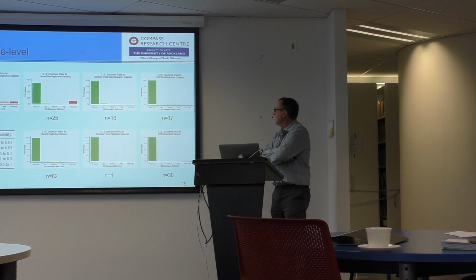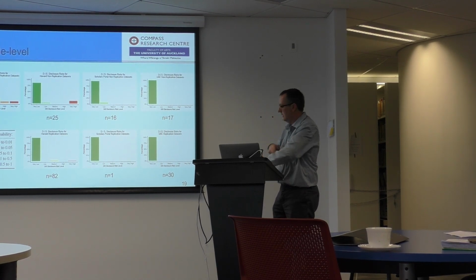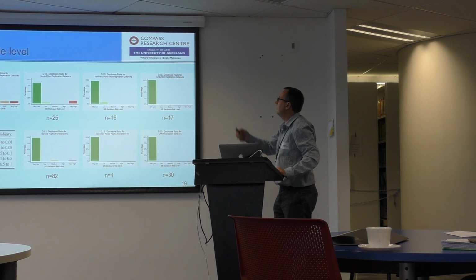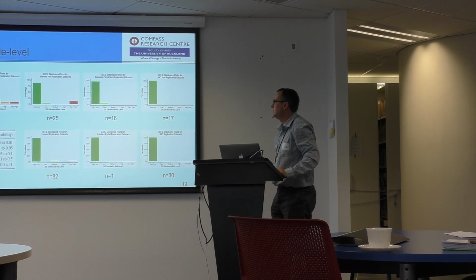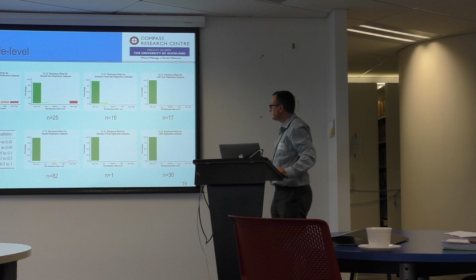So what I've got there, and I hope you can read this from afar, is this is the file level. And what we've done is grouped disclosure risk into very low, up to 0.01, low 0.01 to 0.05, medium 0.05 to 0.1, high 0.1 to 0.5, and very high, greater than 0.5.